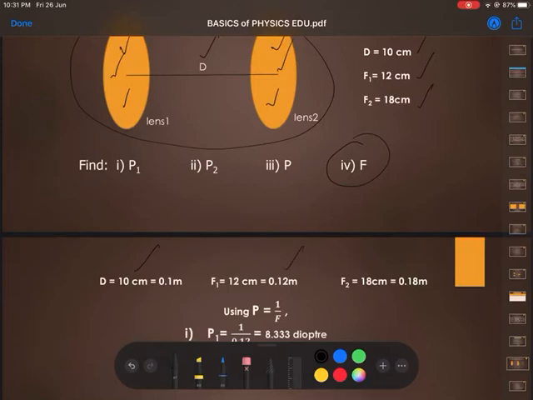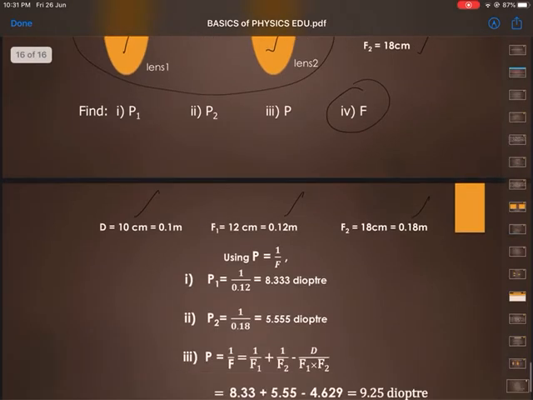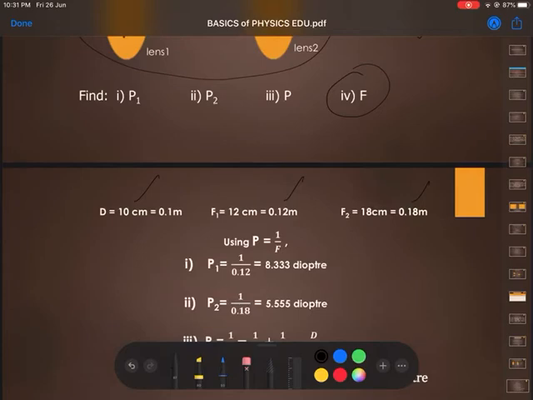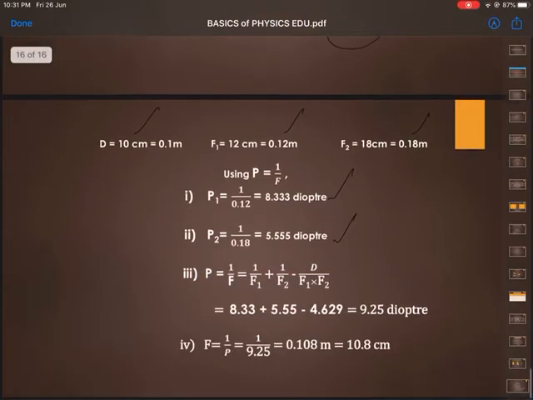Focal length is in meters, and the formula says that power is 1 upon focal length. The power of the first lens is 1 upon 0.12. You have to see that this focal length has to be in meters. P2 similarly is 5.55 diopters, and the total power of the combination is 1 upon the focal length. For all the lenses it is 1 upon focal length, and the focal length is given by 1 upon f1 plus 1 upon f2 minus d upon f1 f2.